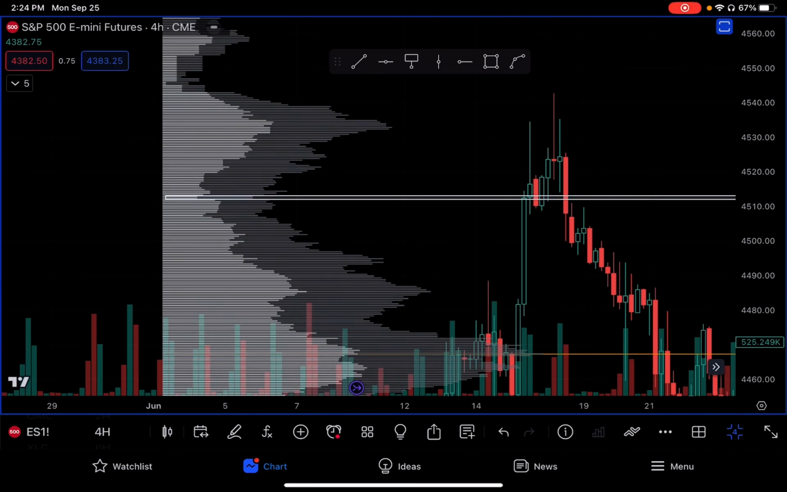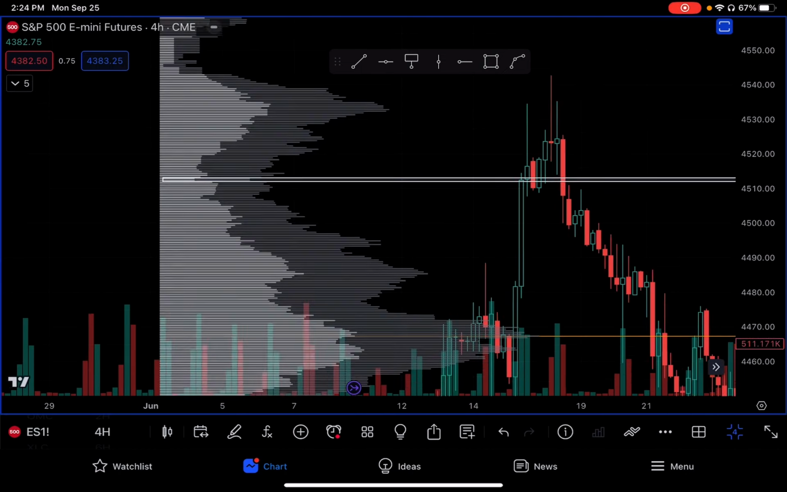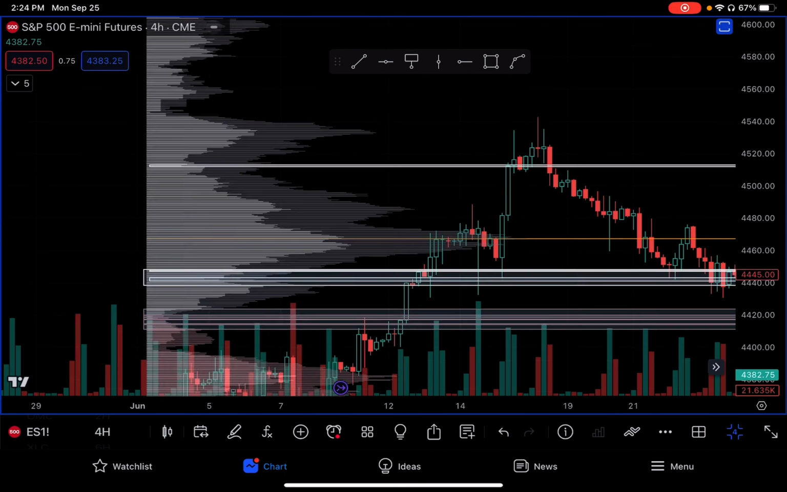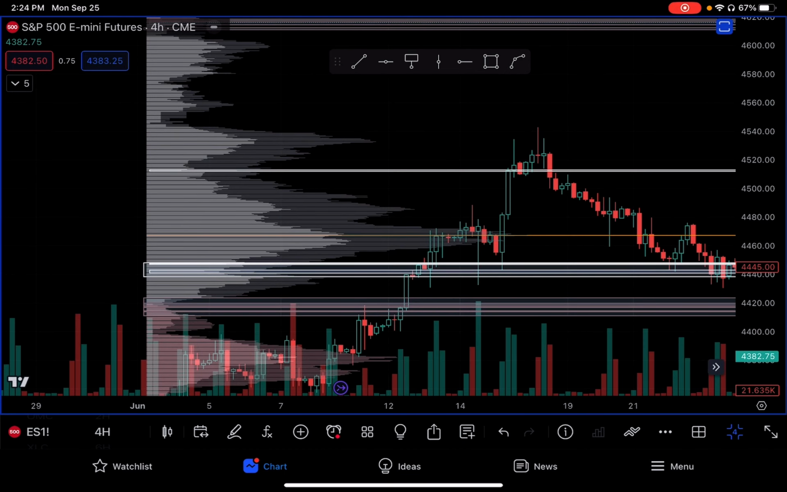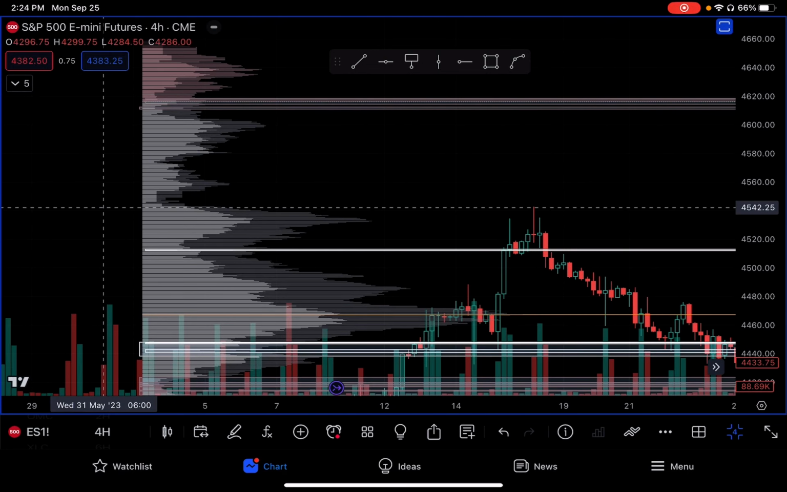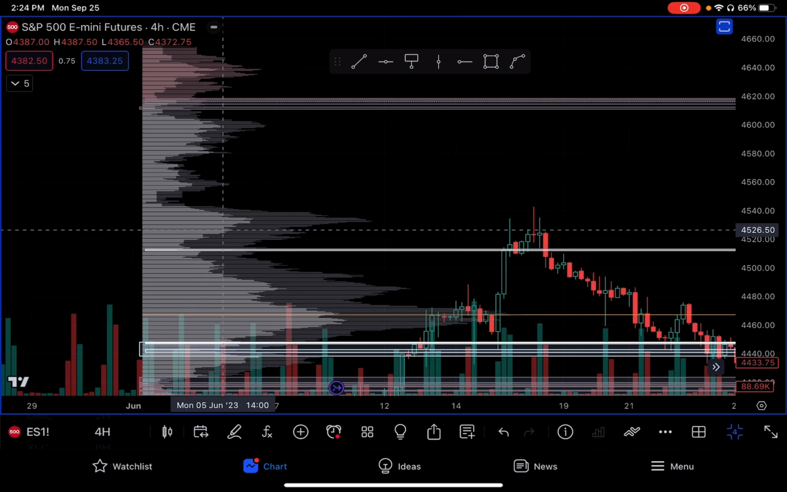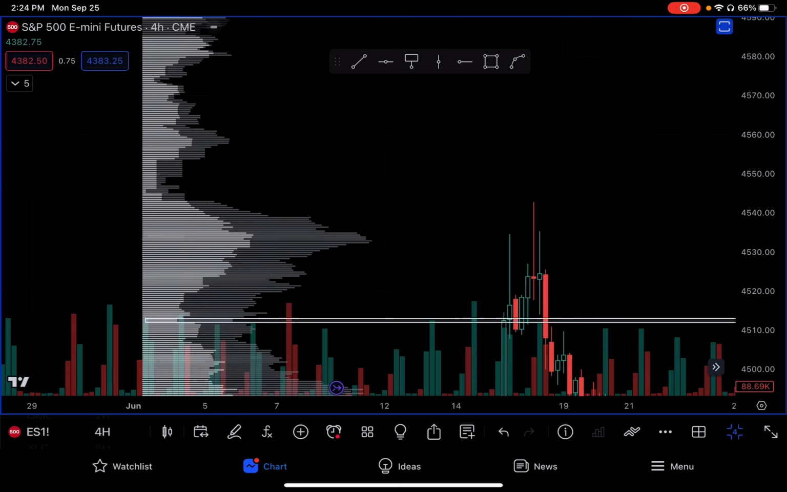Okay. So that's my primary LVN there. That separates that balance zone there. So you have volume that builds here and then here. I'm sorry, builds here and it builds here. So for the taper. Okay, then this little balance zone here looks like that one separates.